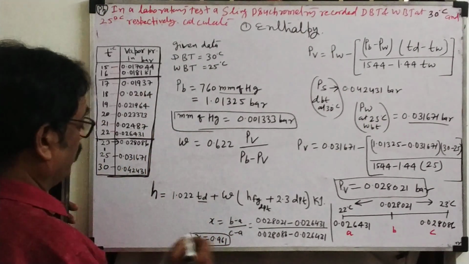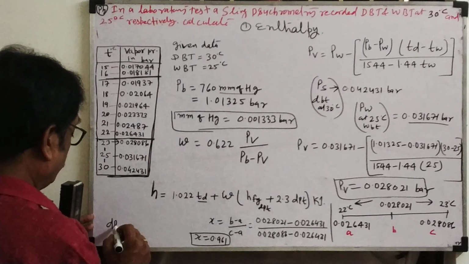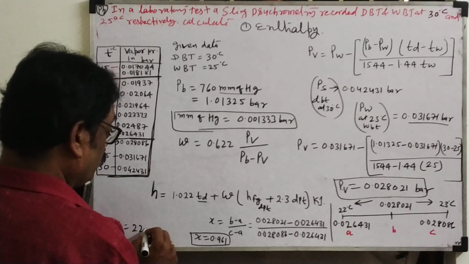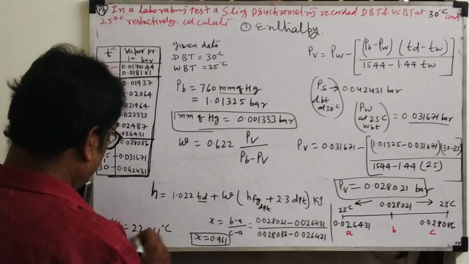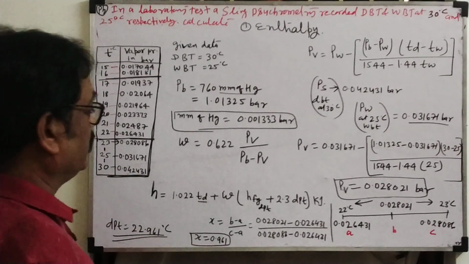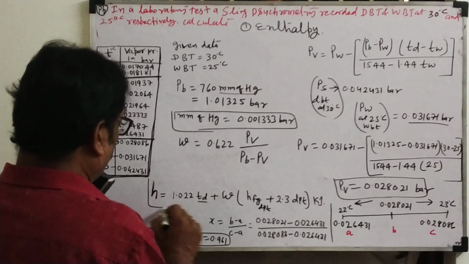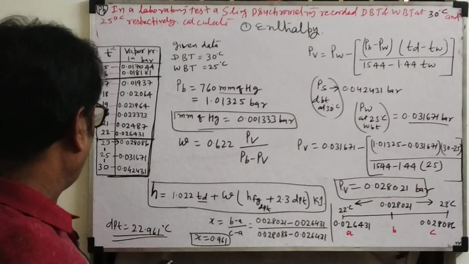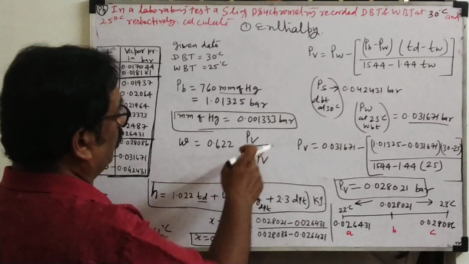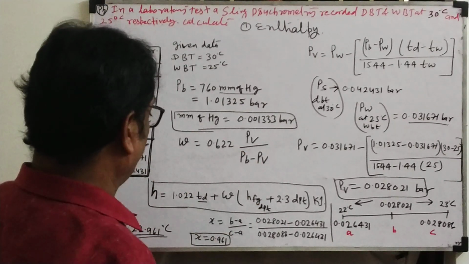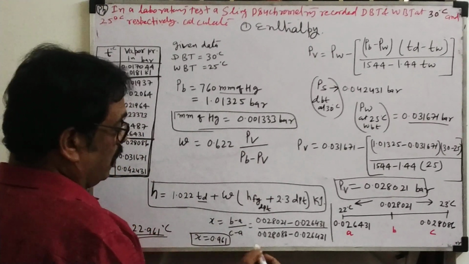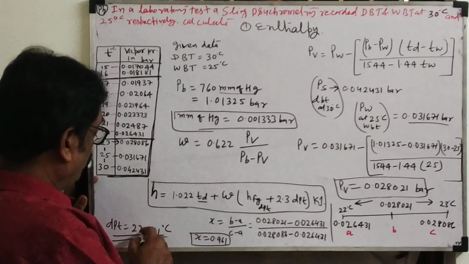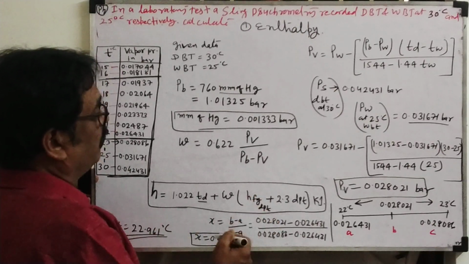Then what is the dew point temperature now? We already said the dew point temperature is 22 plus this value, so it will come to 22.961 degrees Celsius. Now I know the dew point temperature. To find the enthalpy, all the unknowns we now know. We have to calculate W, the specific humidity, and the HFG value. The HFG value will be taken from the steam table at 22.961 temperature.